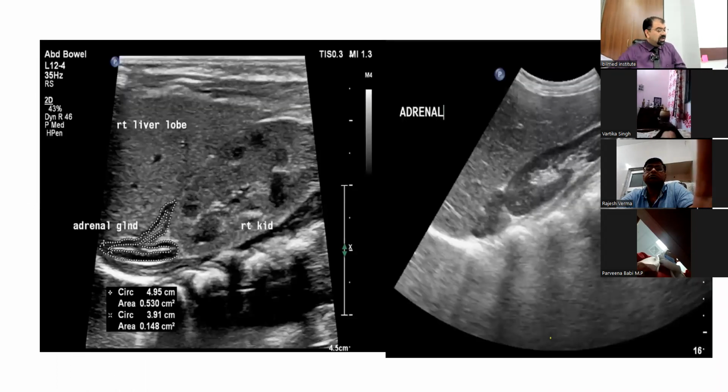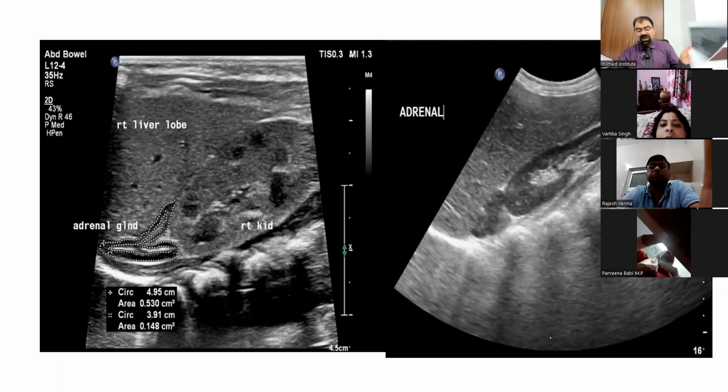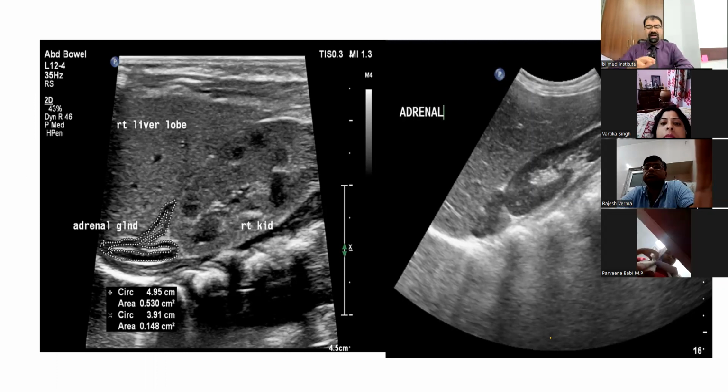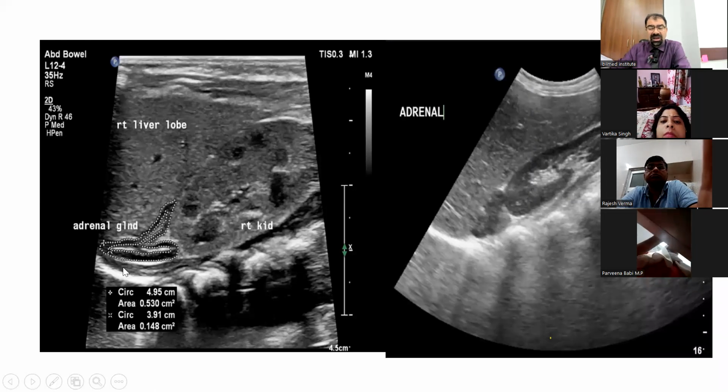Next question is how to visualize a suprarenal gland, Dr. Ajoy Kumar. So Dr. Ajoy Kumar is asking how to see the suprarenal gland. Now, when I say suprarenal gland, it is on the superior of the kidney, on the top of the kidney. Now, here comes the role of the screen orientation. Now, this is the liver over here, and you have taken a long section of the kidney.